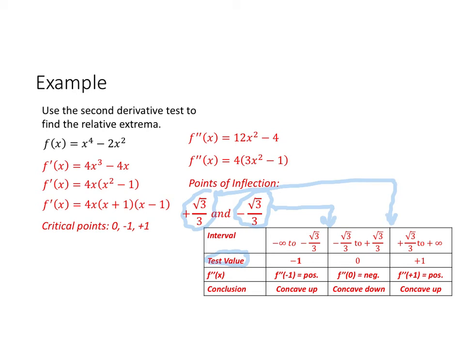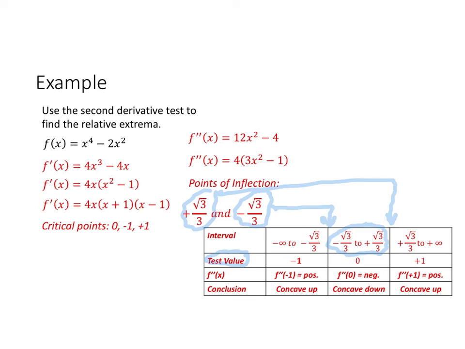So the interval over here is going to be from minus infinity to minus the square root of 3 over 3. To the right over here is going to be plus the square root of 3 over 3 to positive infinity. And then in the middle is simply minus the square root of 3 over 3 to plus the square root of 3 over 3. So we've got three regions here that we're dealing with. And in these regions, we have three critical points. All right. So remember now, this is where the first derivative is equal to 0.